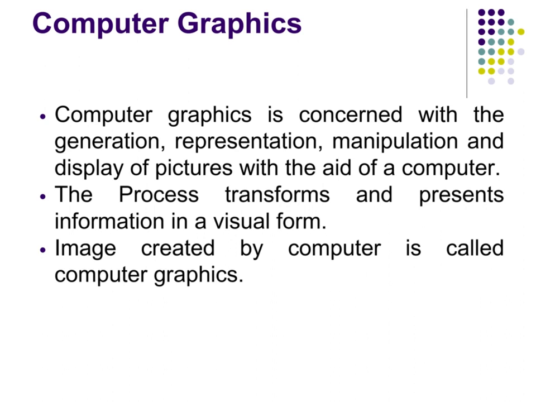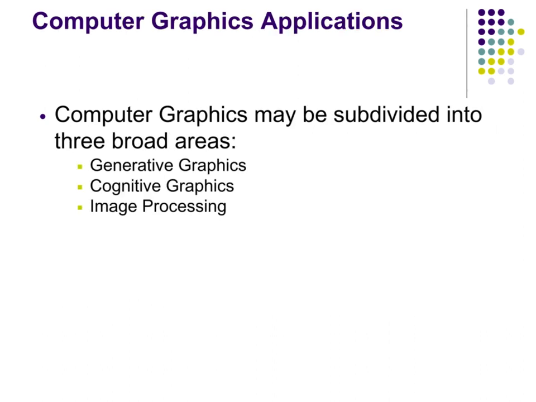Computer graphics is concerned with the generation, representation, manipulation, and display of pictures with the aid of a computer. The process transforms and presents information in a visual form. An image created by a computer is called computer graphics. So, what are the computer graphics applications? Computer graphics may be subdivided into three broad areas: generative graphics, quantitative graphics, and image processing.